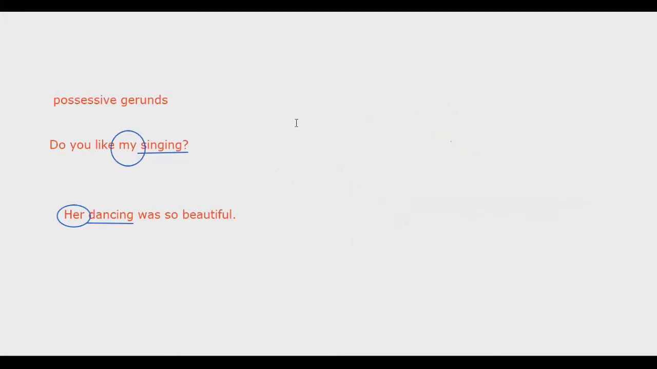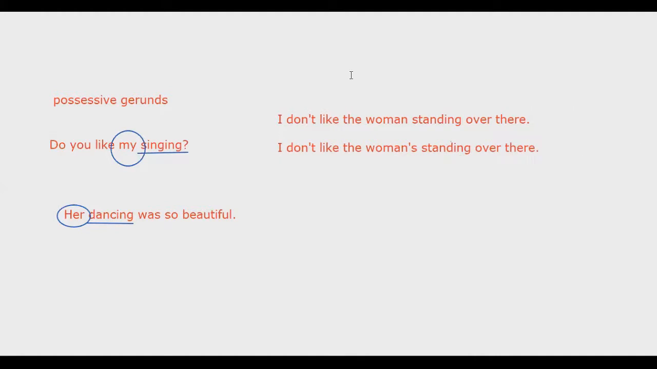But there are a few contexts where not using the right form could cause confusion. So for example, I don't like the woman standing over there versus I don't like the woman's standing over there. If you just rely on the first one, which a lot of people would do, it's not really clear whether you don't like the woman or you don't like the fact that she's standing over there. But if you use the second one, it's clearer. It's not the woman that you don't like, you just don't like that she's standing over there.